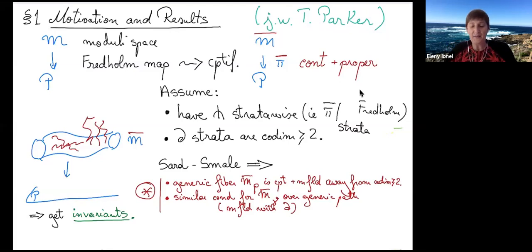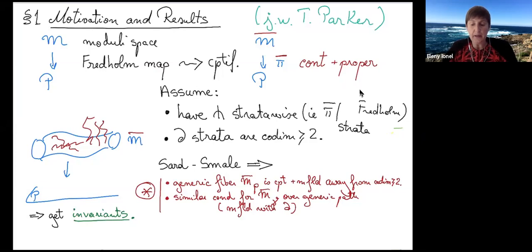So it's a manifold away from a codimension 2 set, and we get a similar condition for the compactification over a generic path in the base. If you have a generic path in the base, then you've got a manifold with boundary between one end and the other end. That's the standard situation, the classical situation in symplectic geometry or gauge theory, and that's how one gets invariants. If you have this condition, then you can extract an invariant.